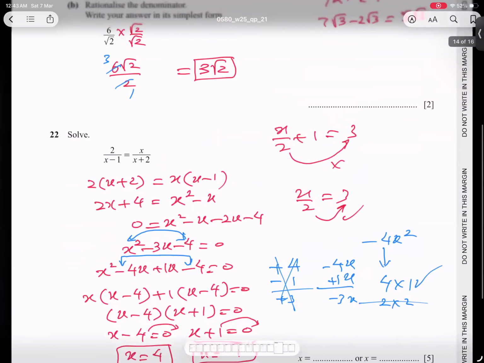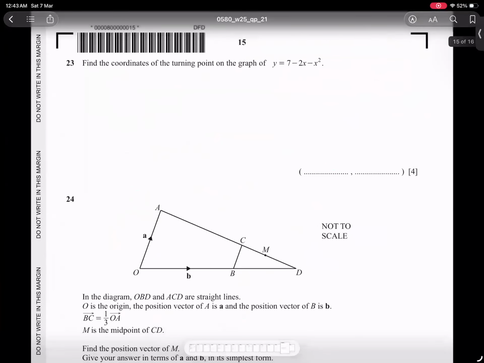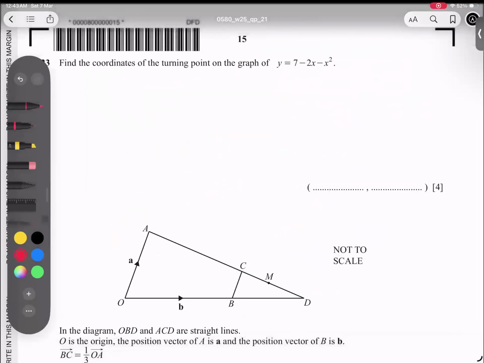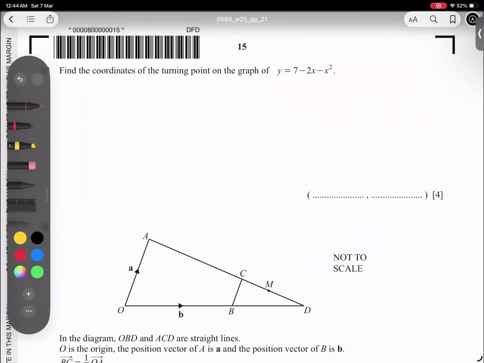Okay, let's talk about the next question, number 23. This is a very favorite topic for the last 5 years because stationary point was never in the syllabus before. Turning point, stationary point, or we can say extreme point. So what to do?